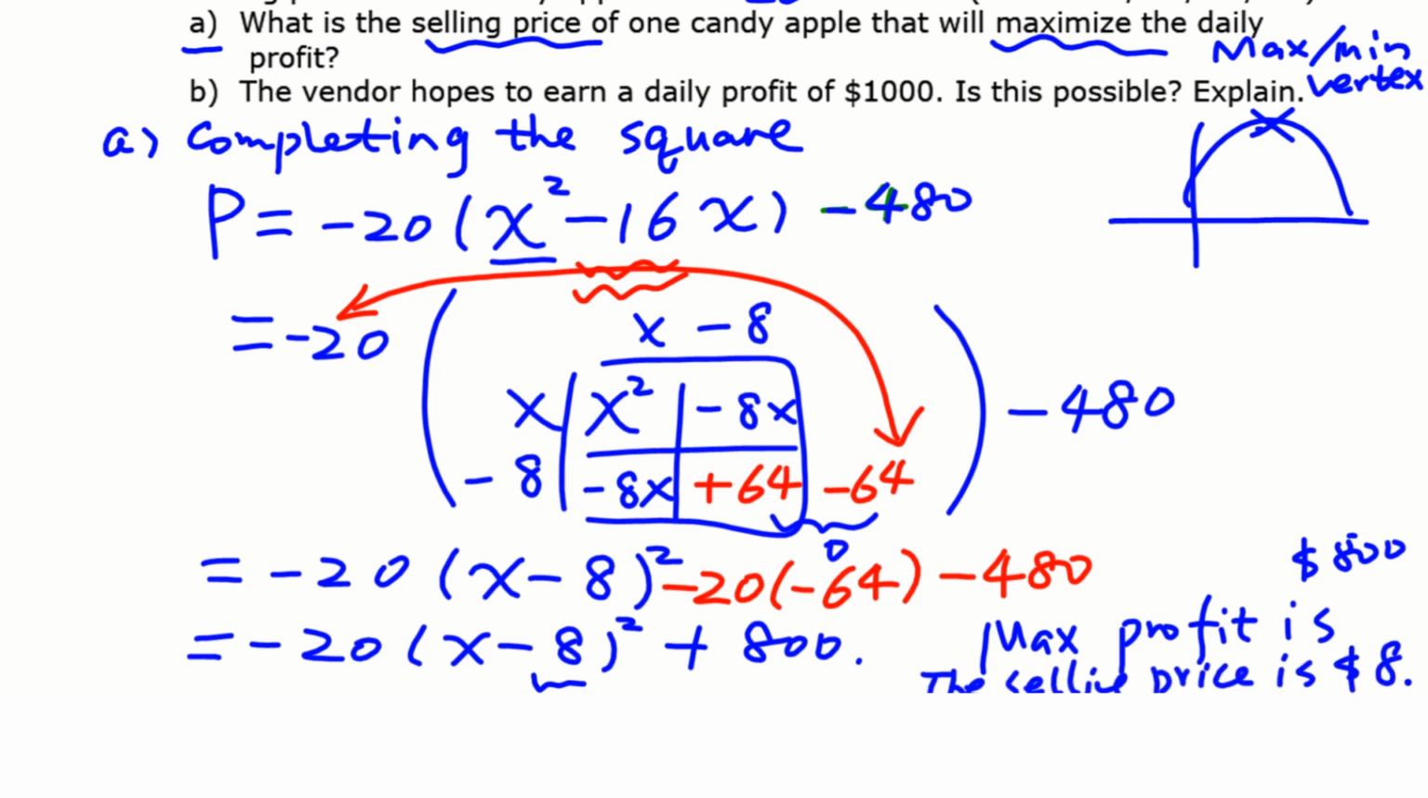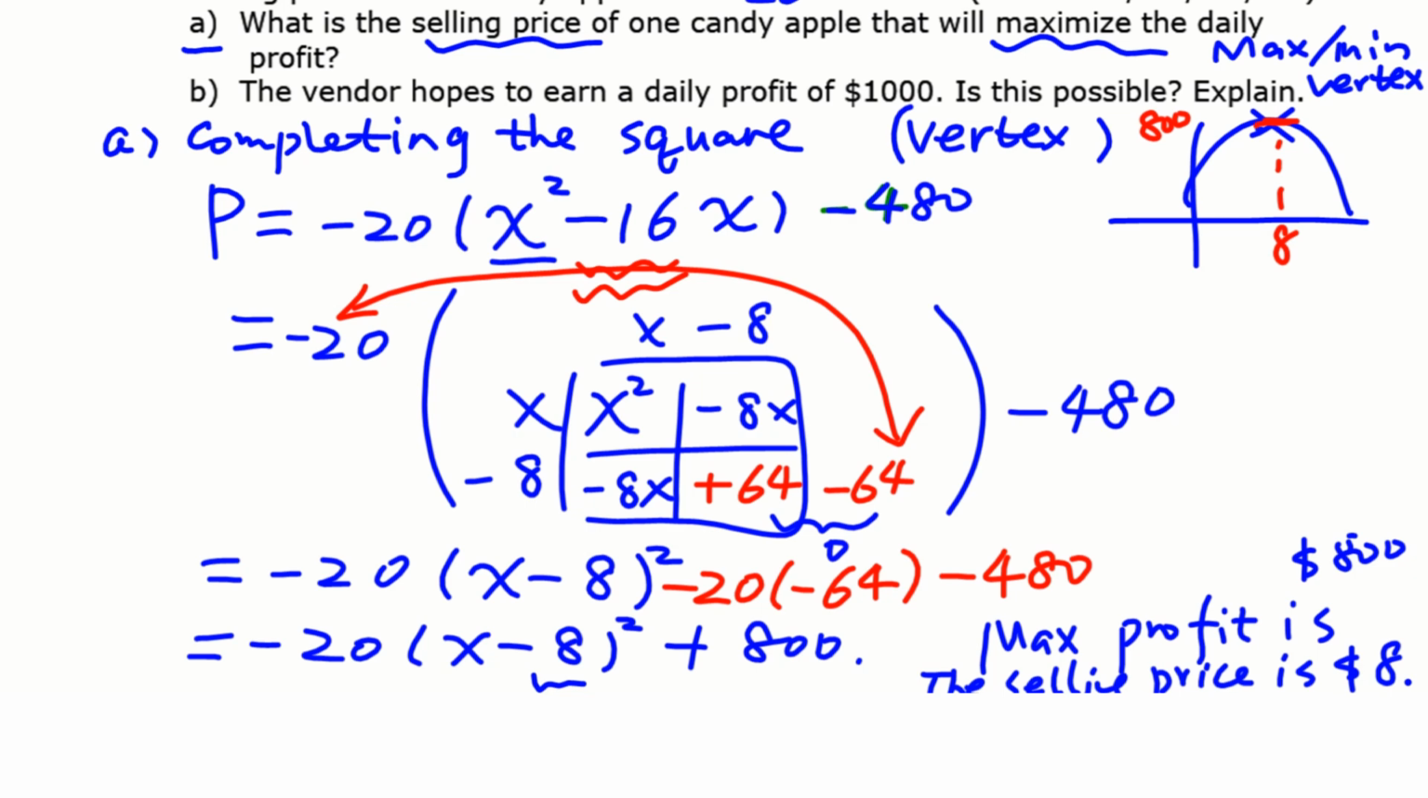So that is for question A. Question A, first thing you need to know, you are looking for the vertex. Then for the vertex, use completing the square. And the second one, it asks you, so this one, the maximum is 800 and at 8.